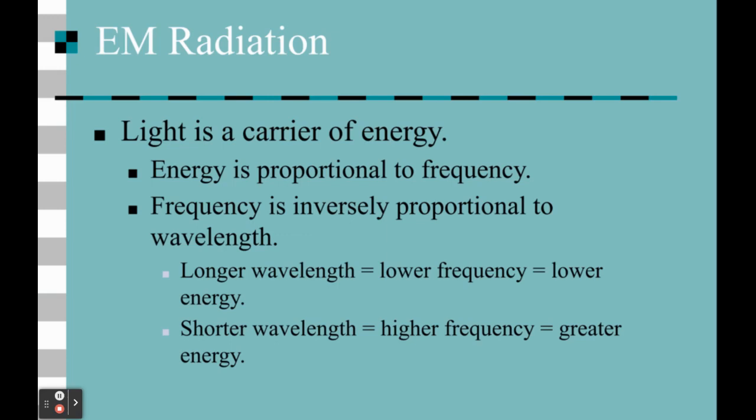So light, whether it is visible or invisible light, is a carrier of energy, and energy is proportional to frequency. Frequency is inversely proportional to wavelength. So the longer the wavelength, the lower the frequency, the lower the energy. While the shorter the wavelength, the higher the frequency and the greater the energy.